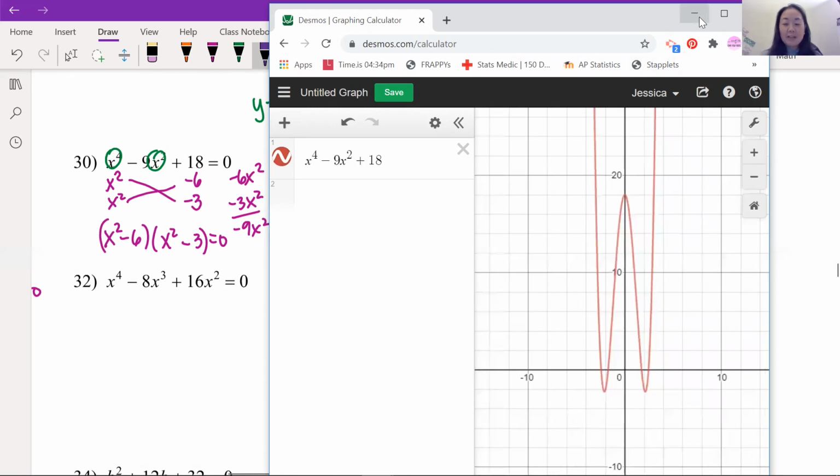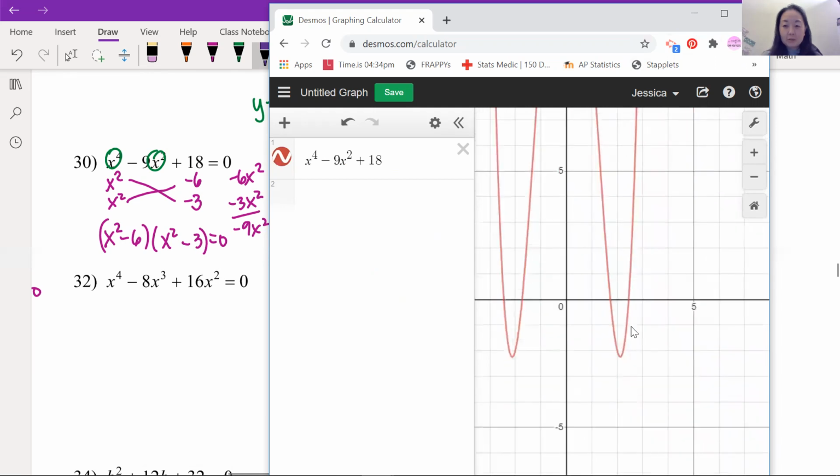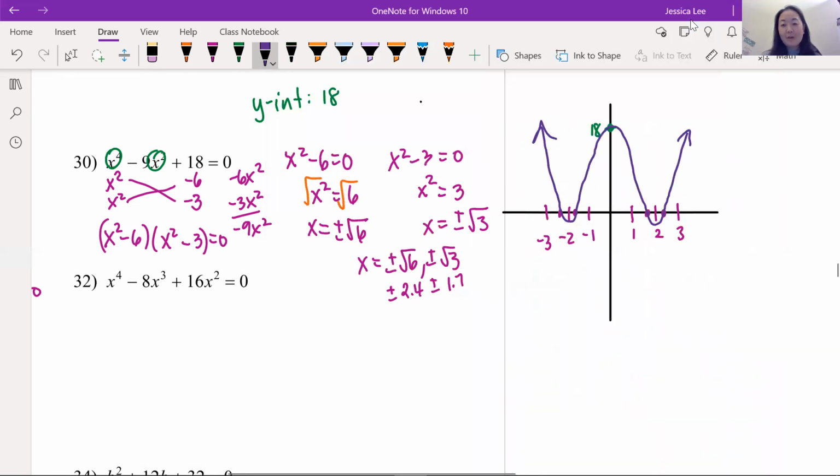Right, there we go. And let me just check the roots real quick. So if you look at this, yep, 2.4, 1.7. We did a good job. All right, so that's what that looks like.